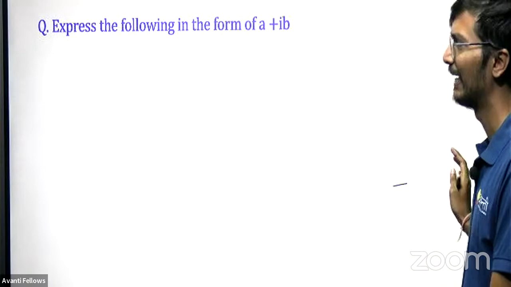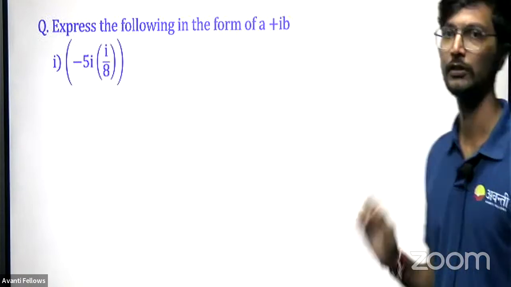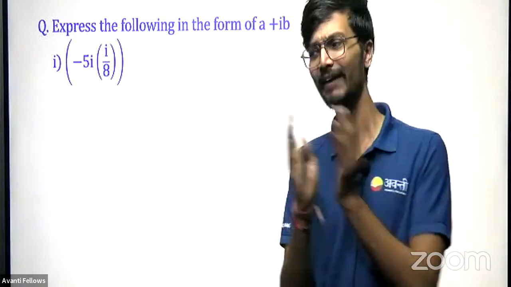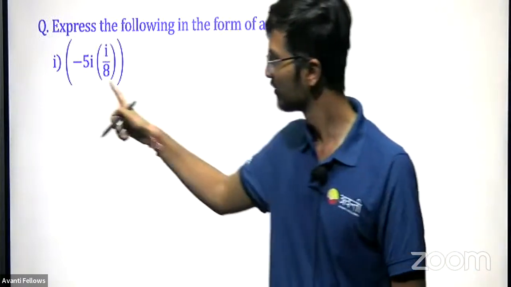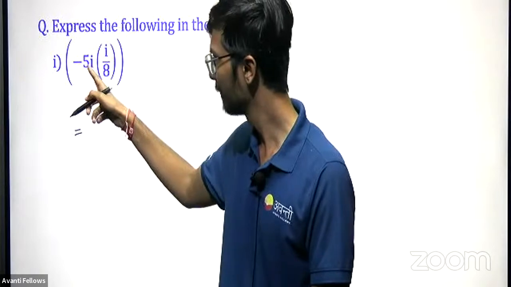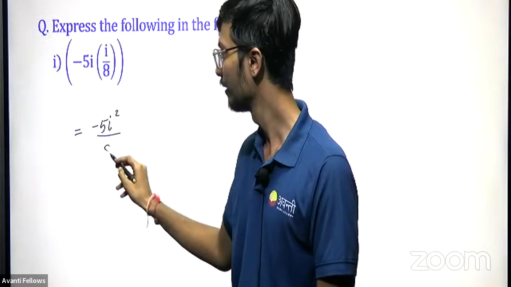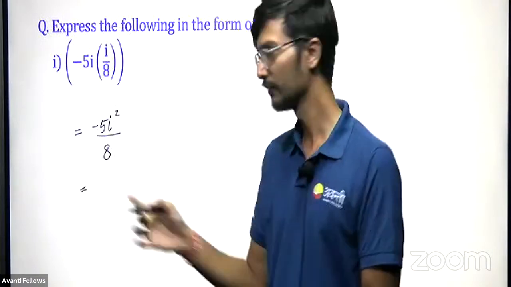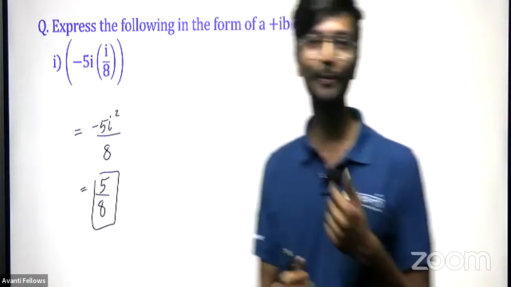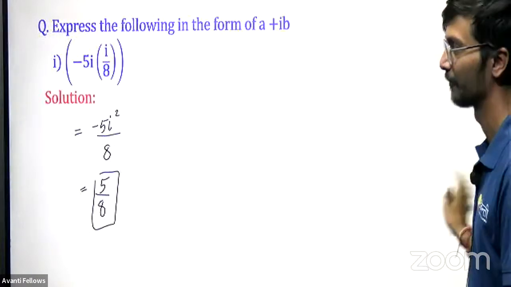So we can see that, first, express the following in the form of a plus ib. That means we just have to simplify the complex numbers. It's a very simple question. What we can do, we'll multiply it, right? So if we multiply, I'll get minus 5 into i, so minus 5i square upon 8. What is the value of i square? It is -1. So -1 into 5 will be 5 upon 8. This is my answer. You can say these are some warm-up questions to just mentally prepare your brain for some calculations.